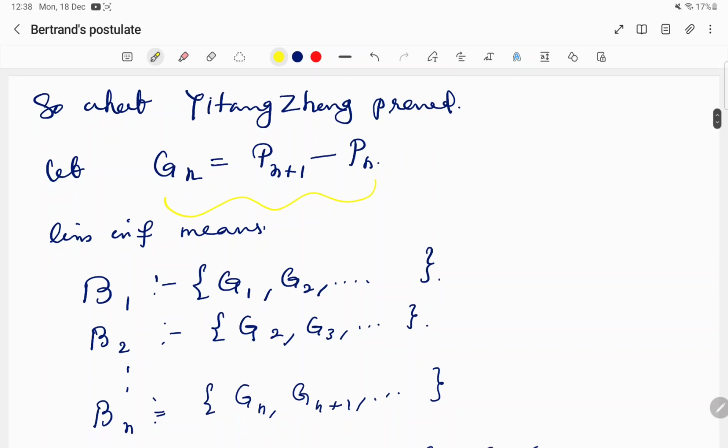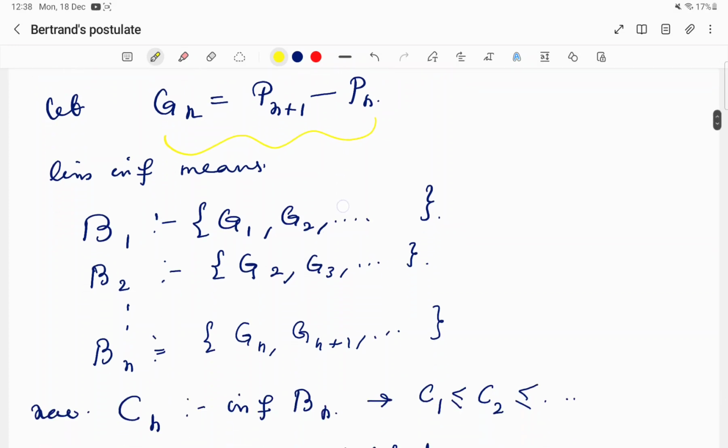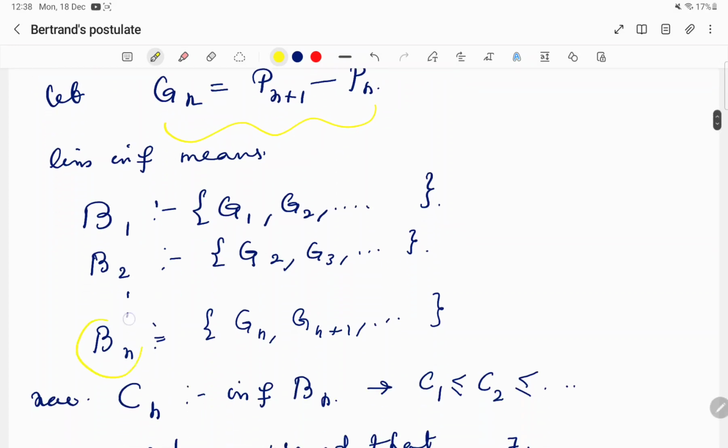And B2 is, you are avoiding the first gap, then G2 starting from P3 minus P2, like that. So that is the set we have built. Now we are trying to find out the infimum of this. Infimum of this set means the minimum, okay. If somebody is not familiar with the infimum, we can talk about the minimum number.